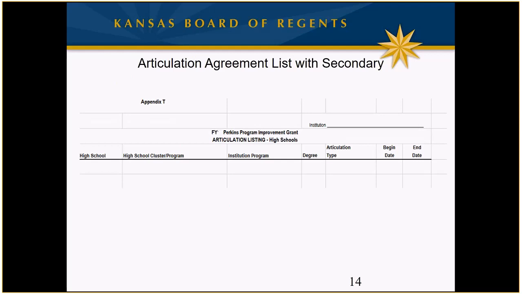Okay, this is Appendix T, which is the secondary articulation agreement list. This could be a fairly extensive list depending on how much you do with the high schools. But again, just fill out as much as you can. This might be very similar to last year, and if that's the case, then just update the year and make sure that things are current.